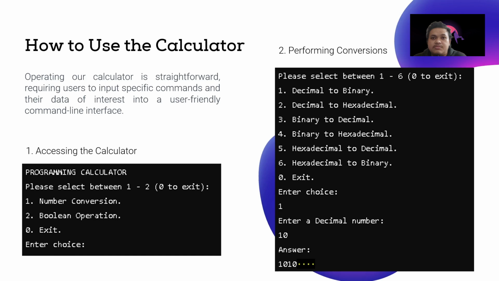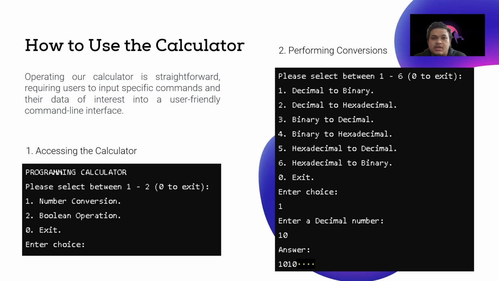For our example, we choose the first choice, decimal to binary. After inputting 1 and pressing enter, the user needs to enter a decimal number and the program will output the answer, which is shown in the screenshot on the right side of the slide.